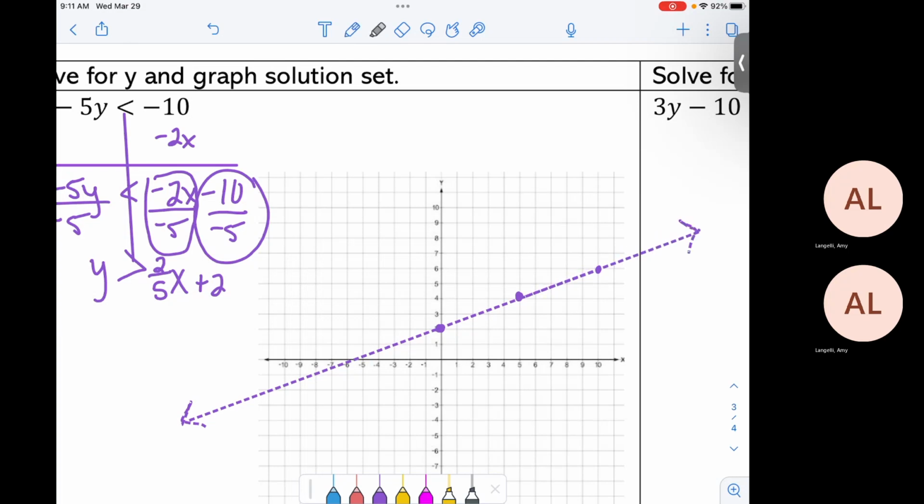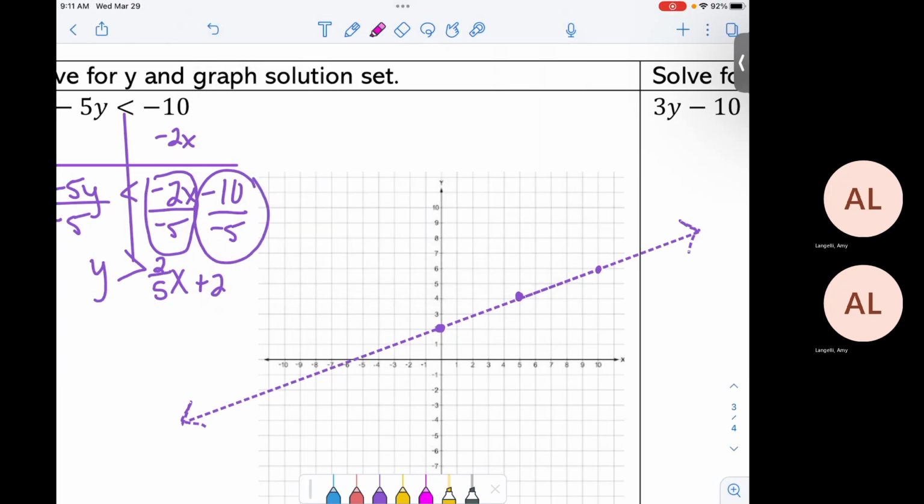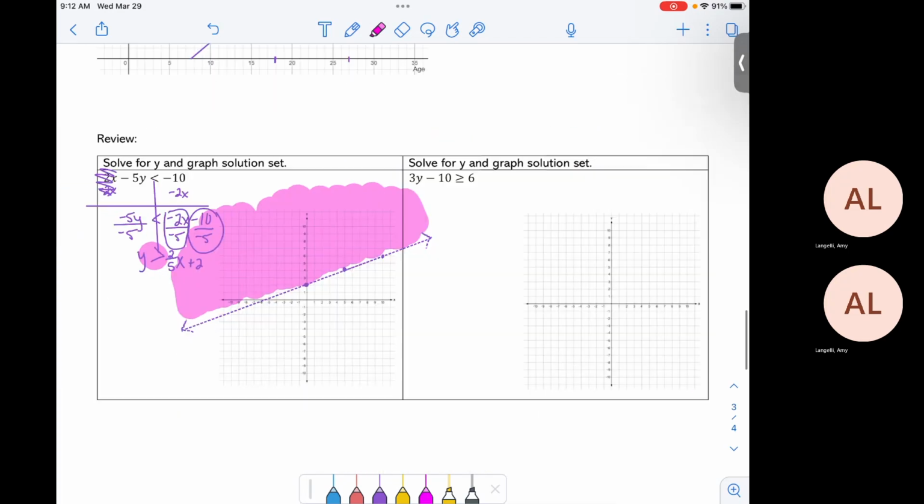Okay. Do you also remember that we have to shade? And we're going to shade what on this problem? Above the line because it's greater than. So everything in here is what we call a solution. Any point, for example, 0, 6 is a solution. Make sense? Cool beans. Let's do one more.